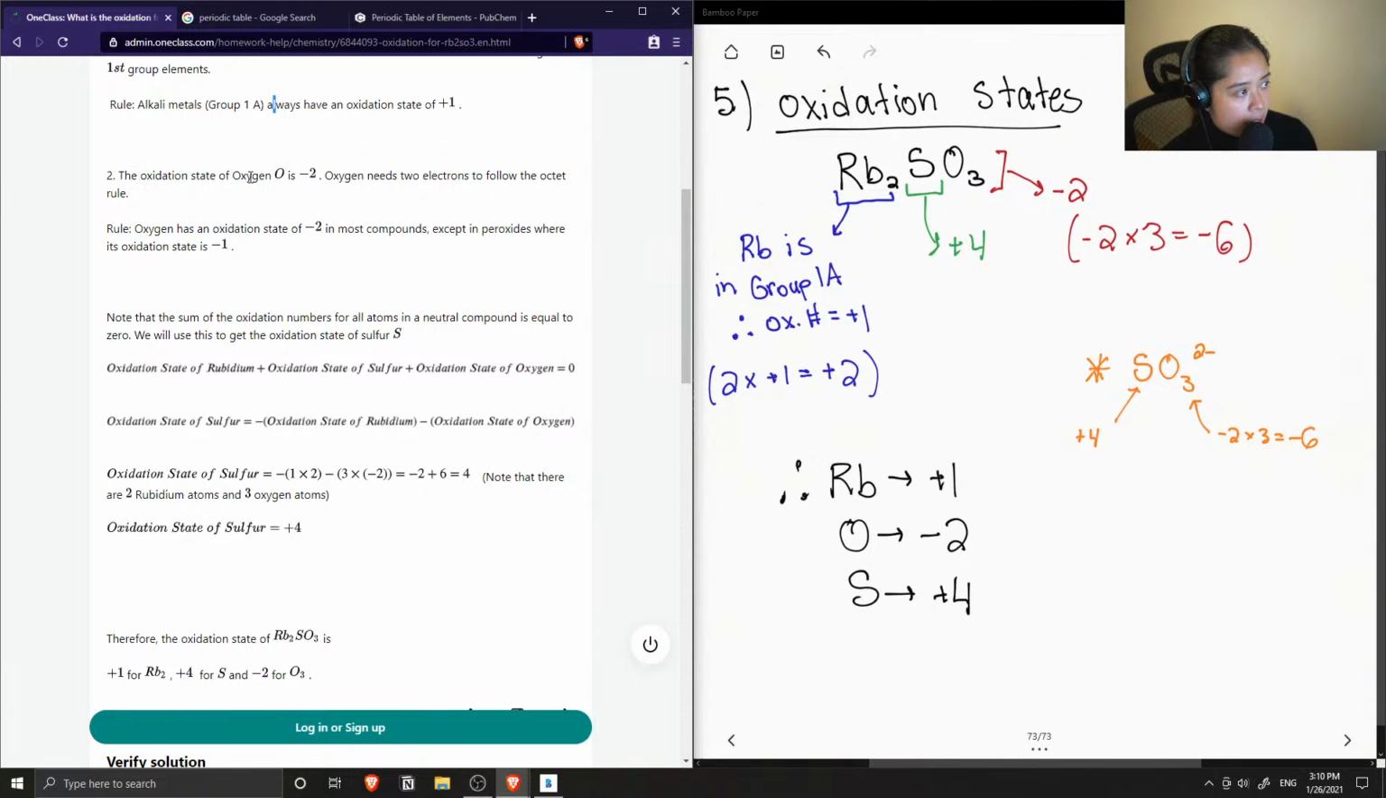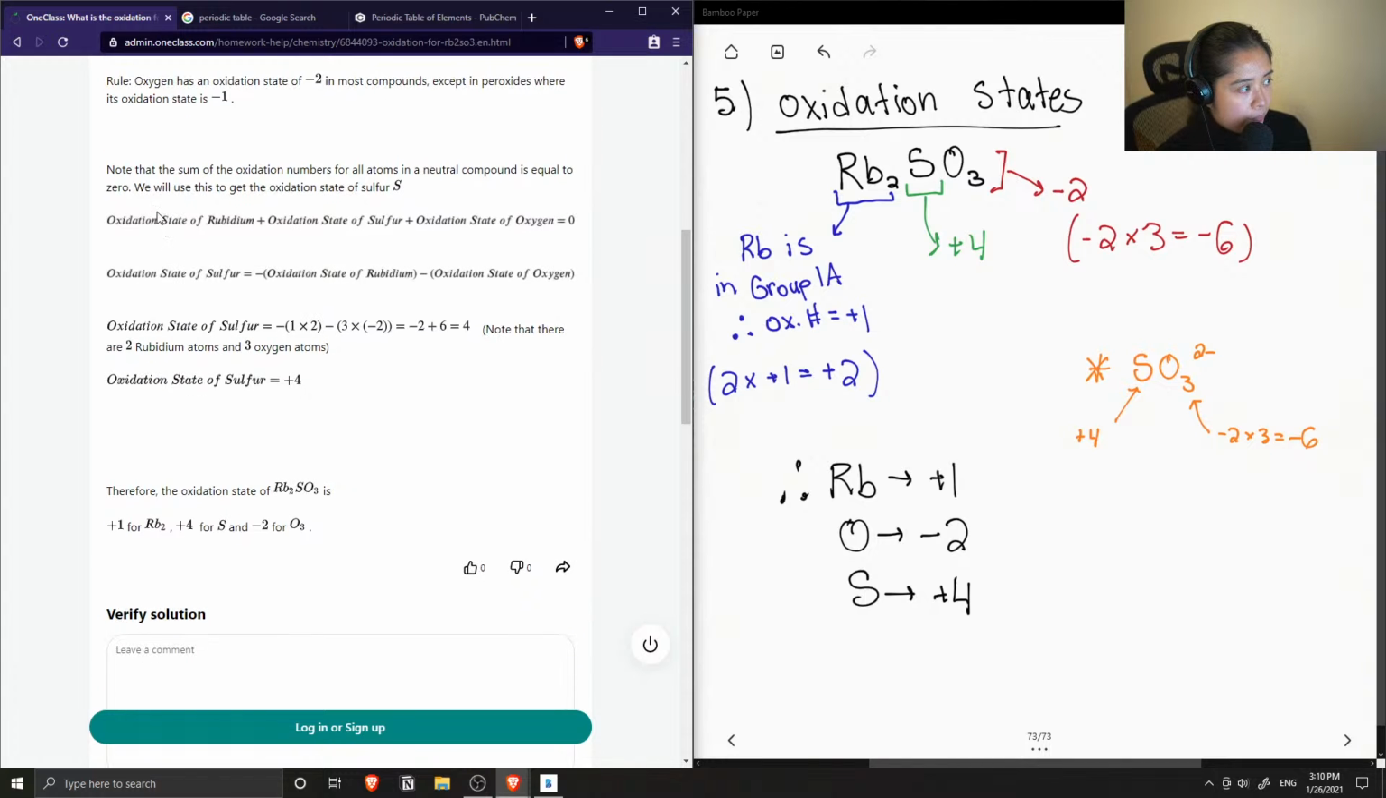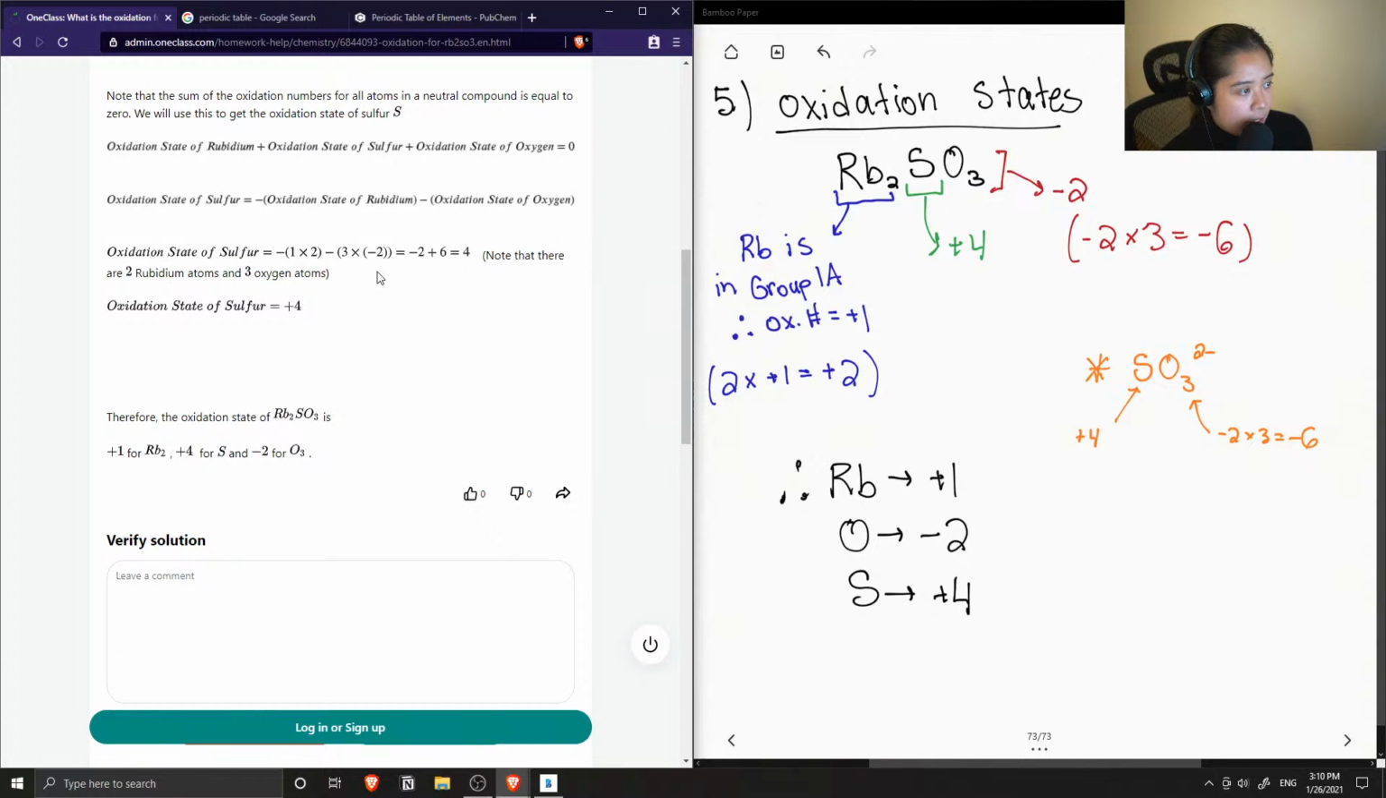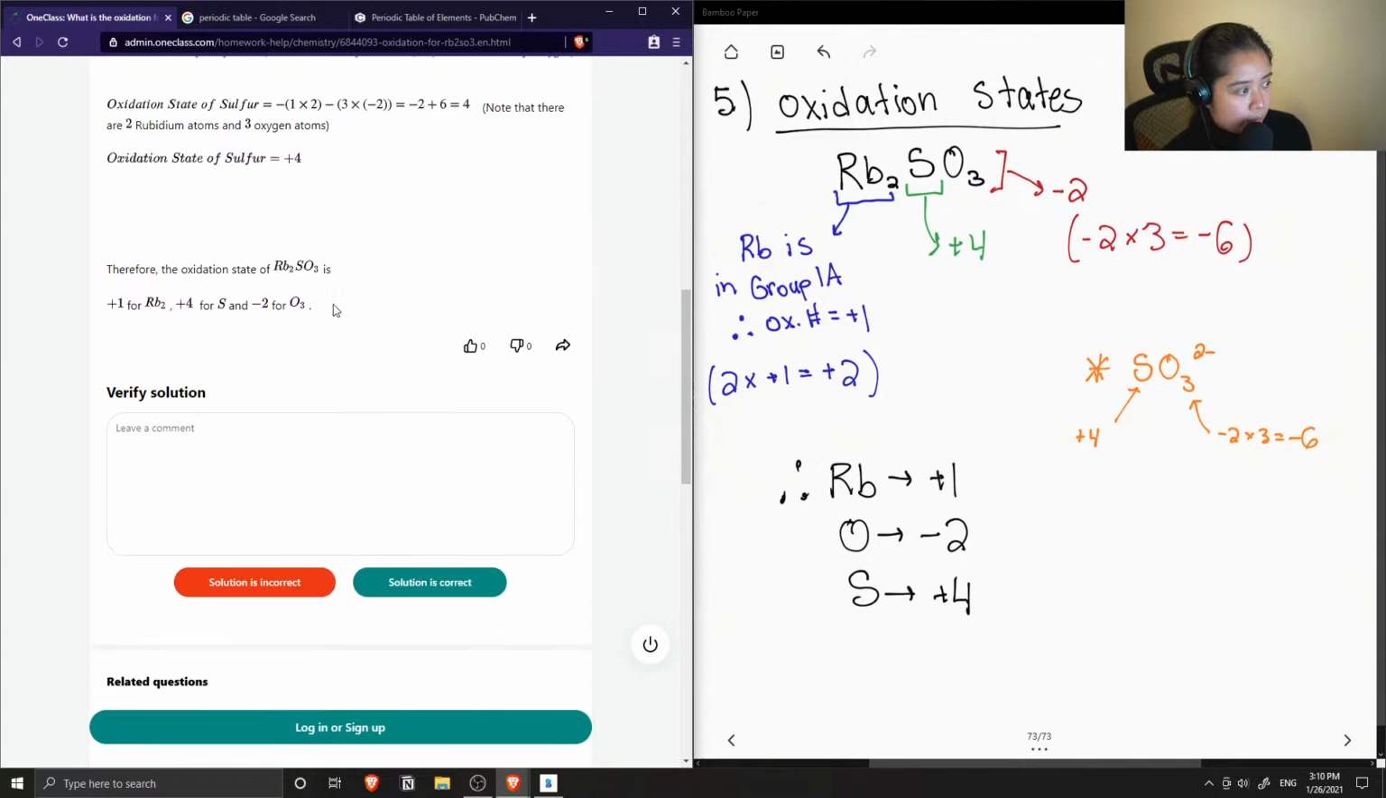Step 2, the oxidation state of oxygen is -2. Oxygen needs 2 electrons to follow the octet rule. So it's -2 in most compounds except in peroxides where its oxidation state is -1. And then note that the sum of the oxidation numbers for all atoms in a neutral compound is equal to 0. We will use this to get the oxidation state of sulfur. So they made an expression to find the oxidation state of sulfur, and they showed that it needed to be +4. Okay, so this solution is correct.